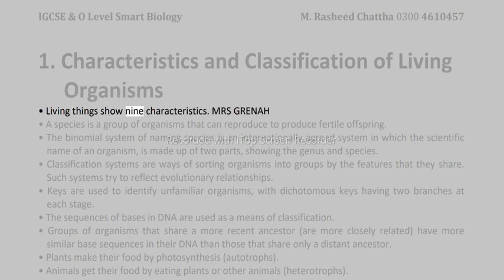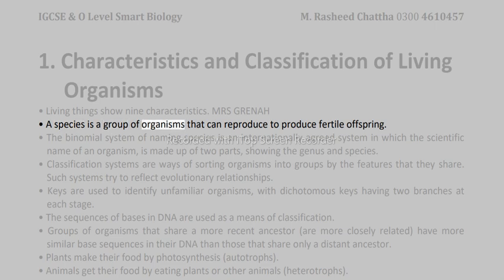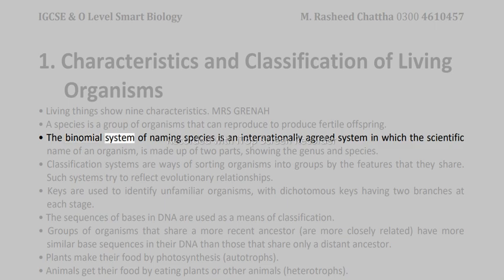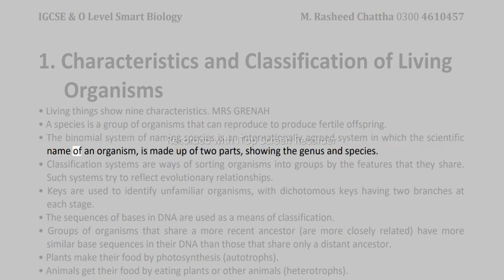Living things show 9 characteristics. A species is a group of organisms that can reproduce to produce fertile offspring. The binomial system of naming species is an internationally agreed system in which the scientific name of an organism is made up of 2 parts, showing the genus and species.